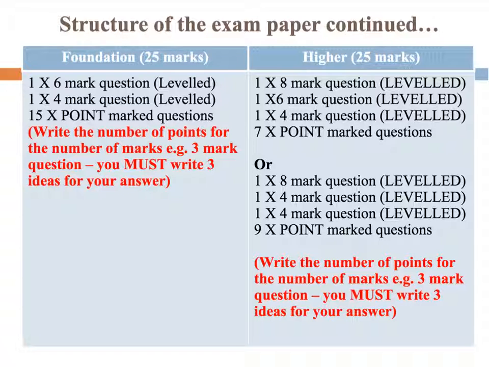That leaves 15 marks to come from point mark questions, so a 1-marker, a 2-marker, a 3-mark question, in which the students write the number of points for the number of marks. So in every 25-mark section, of which they will do 3 in paper 1 and 3 in paper 2, that is the structure that they will follow. So they must make sure, if they're a foundation candidate, that they give enough points for the marks.